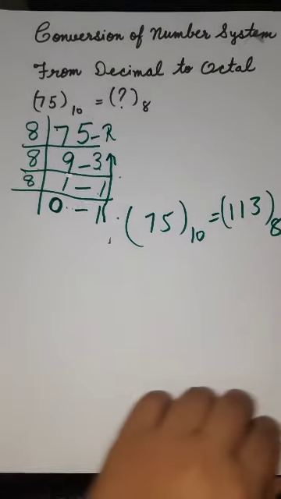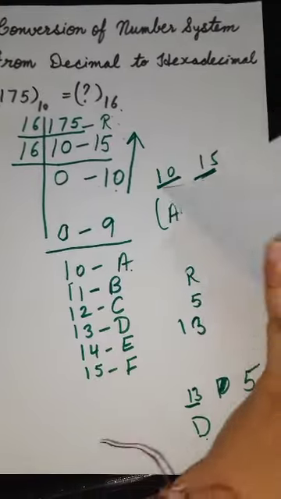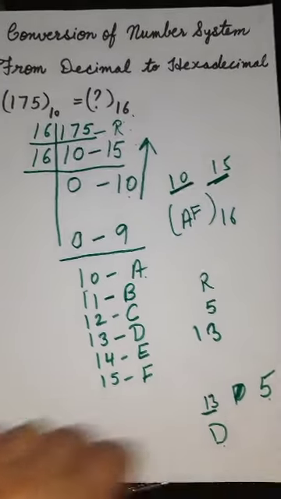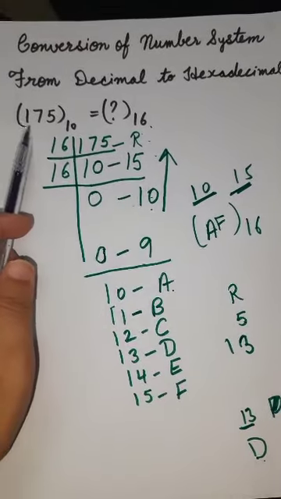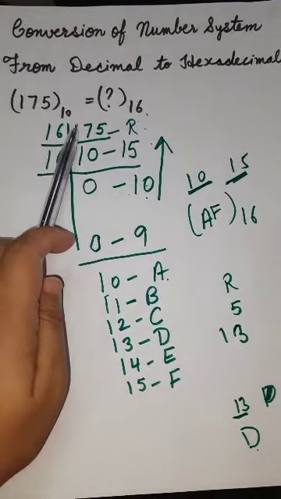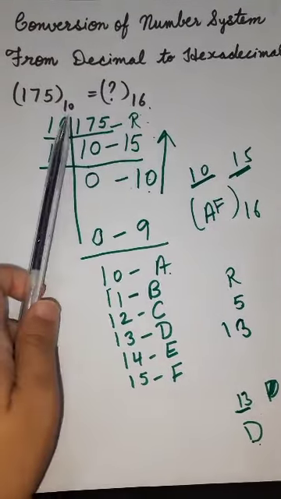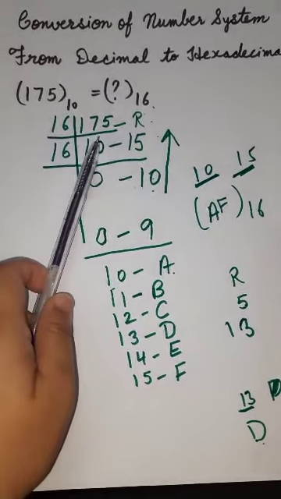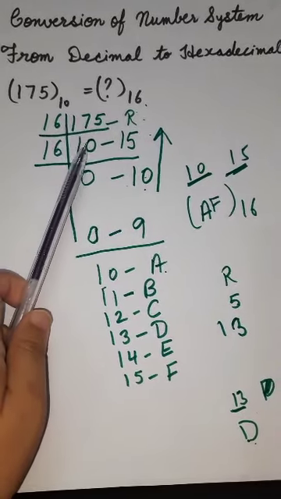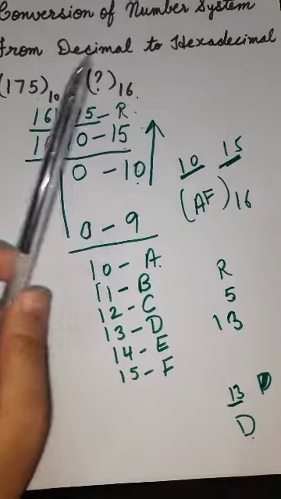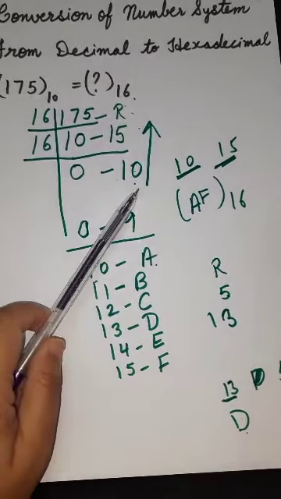Now children, we will learn how to convert a hexadecimal number from a decimal number. Now this is a decimal number 175 to the base 10. We want to convert it into a hexadecimal number. Then 175 will be divided by 16. 16 tens are 160 and remainder will be 15. 16 zeros are 0 and remainder will be 10.